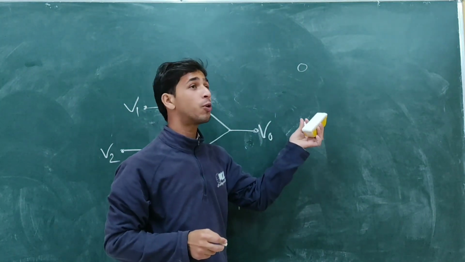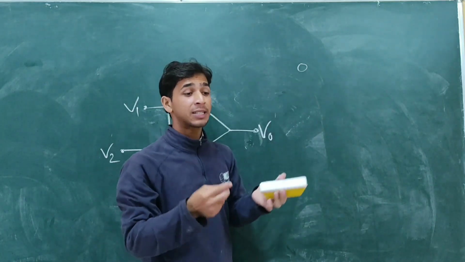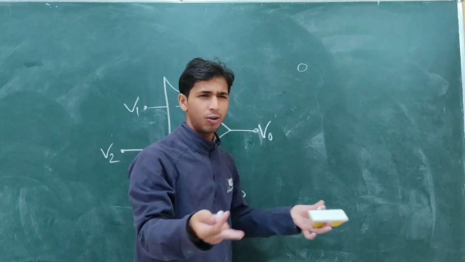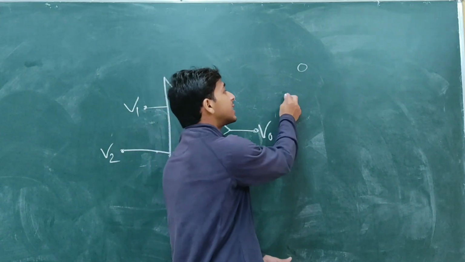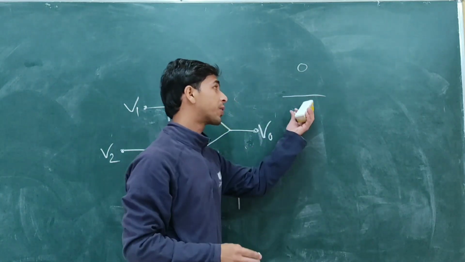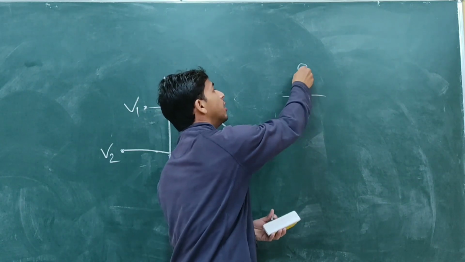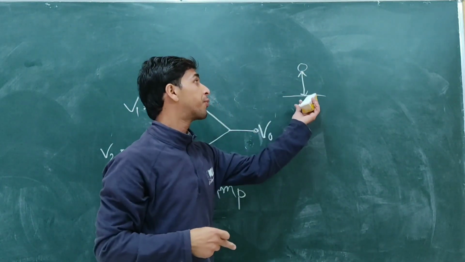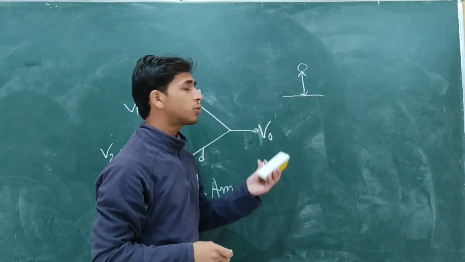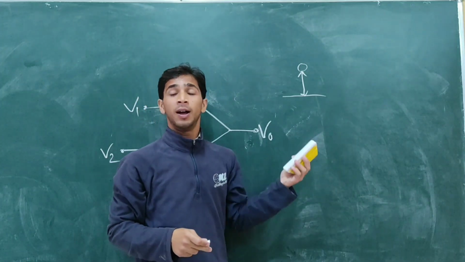And if you want to draw this football at some height above the ground, then you will draw your ground like this, and you will denote this as the height of the football from the ground. So these are schematic diagrams.